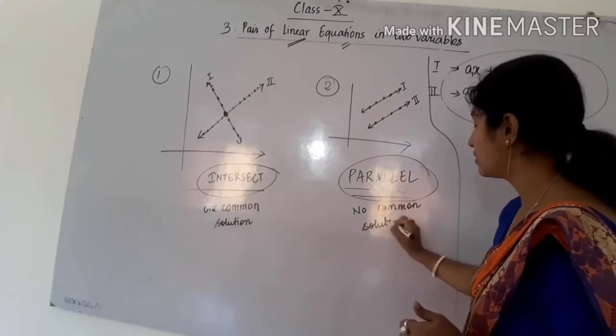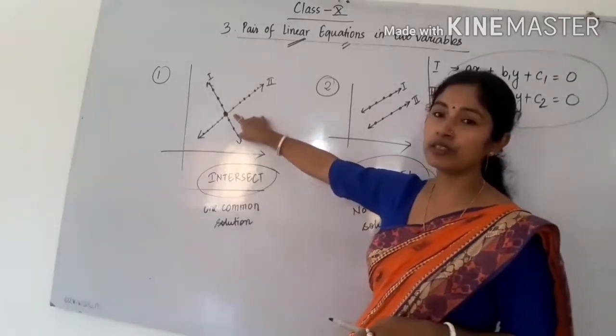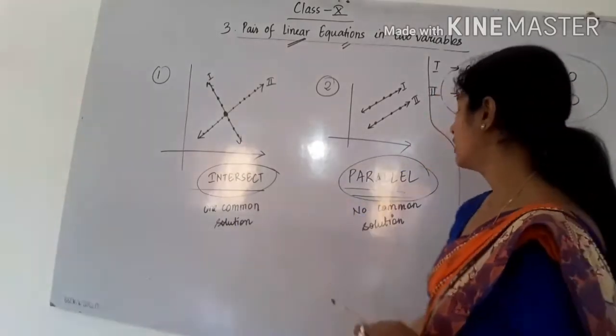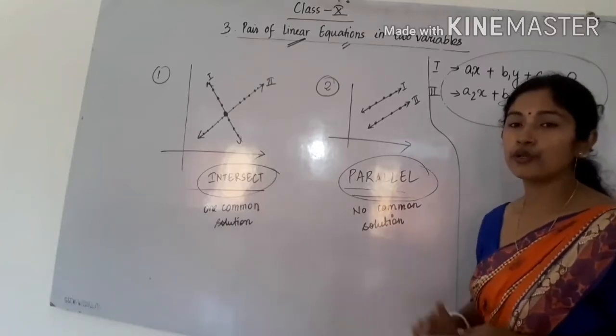Solution is what? That is the point. The point is called the solution. Here only one common point was there, so one common solution. Here no common point is there, therefore no solution.